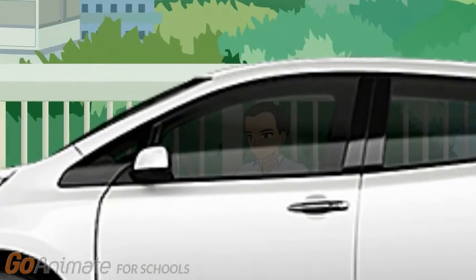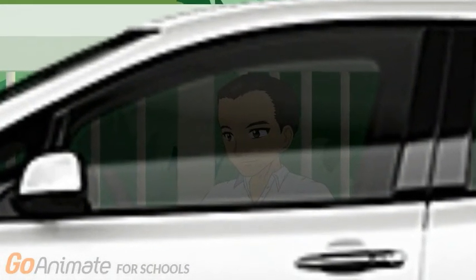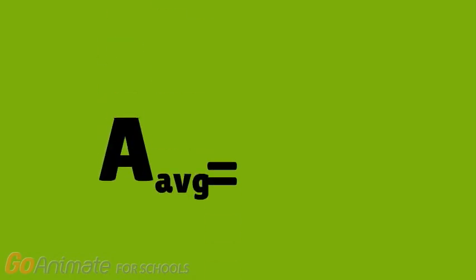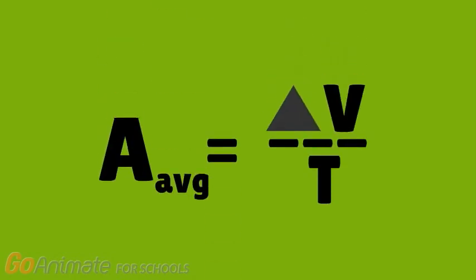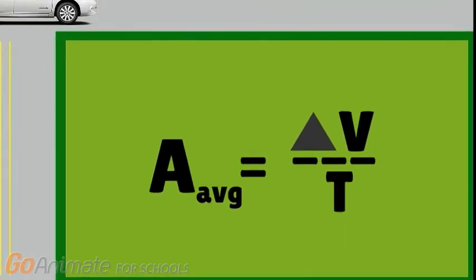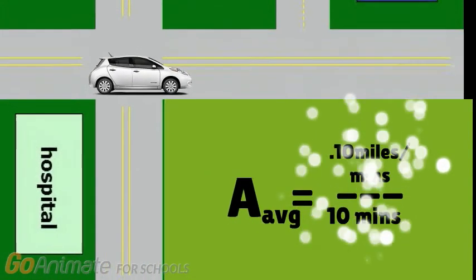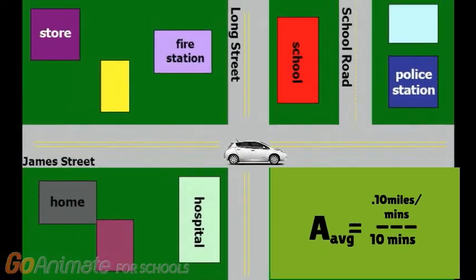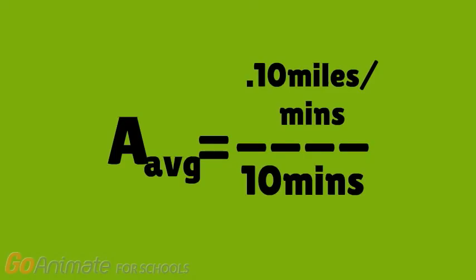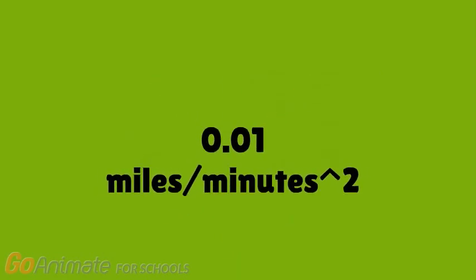Mark realized this was also another kinematics problem and he could dig deeper into acceleration. The equation to finding average acceleration is average acceleration equals change in velocity over time. Mark had another 1.5 miles to go, but since the car is not charged, his change in velocity was 0.10 miles over minutes. After using the equation, he got 0.01 miles over minutes squared.